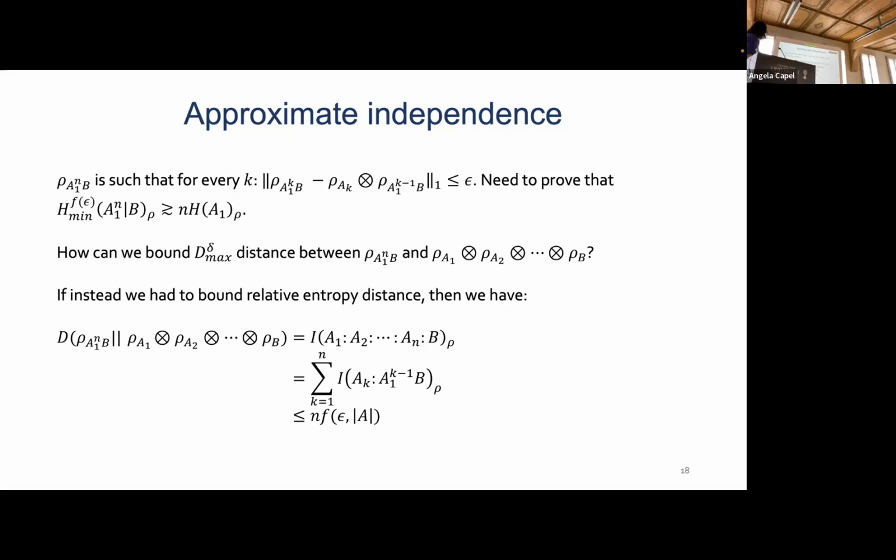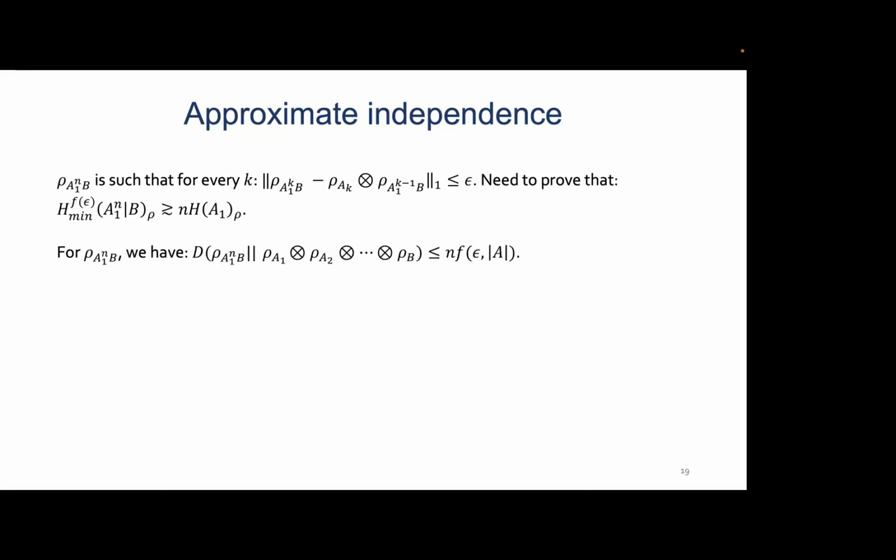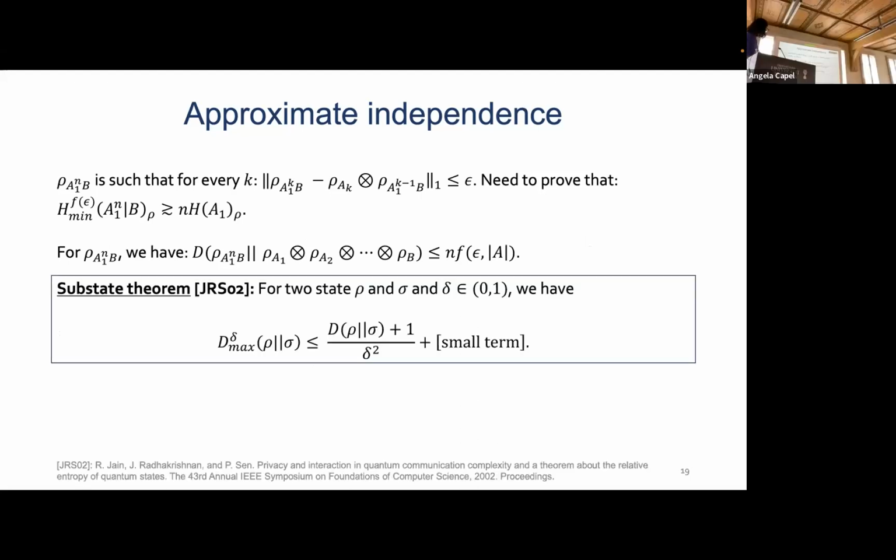Now this is n times something small, which is exactly the kind of bound you needed, except that you needed all of this on the smooth max relative entropy. Now, if only there was a way to go from the relative entropy to the smooth max relative entropy, well, there is. It's called the substitute theorem. It's a very powerful tool.